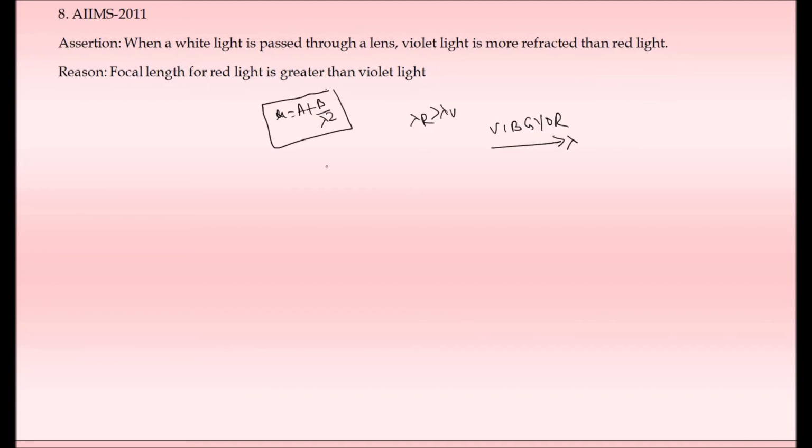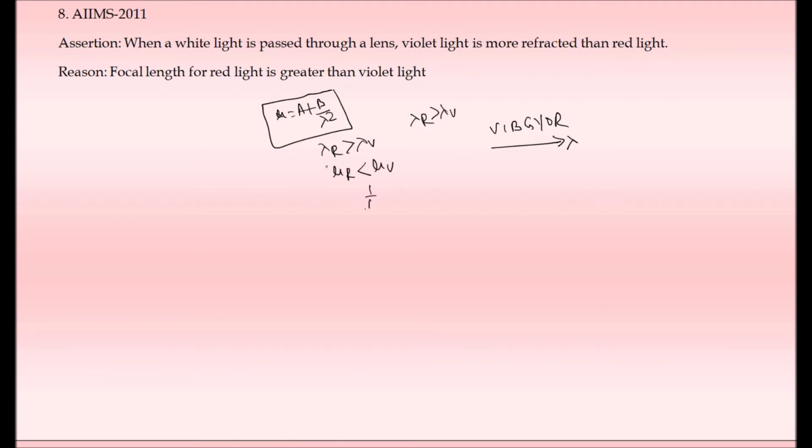So if you don't know about it, then just refer to my notes on refraction through a medium. There you will get this Cauchy equation and how it can be used, and what the limitations of the Cauchy equation are. So clearly lambda r is greater than lambda v, so mu r is less than mu v.